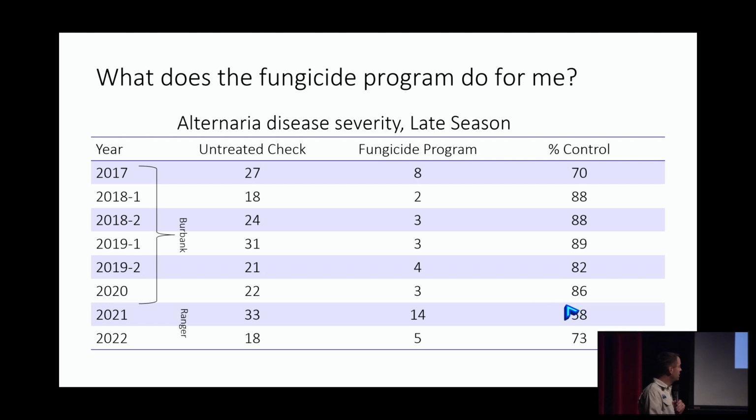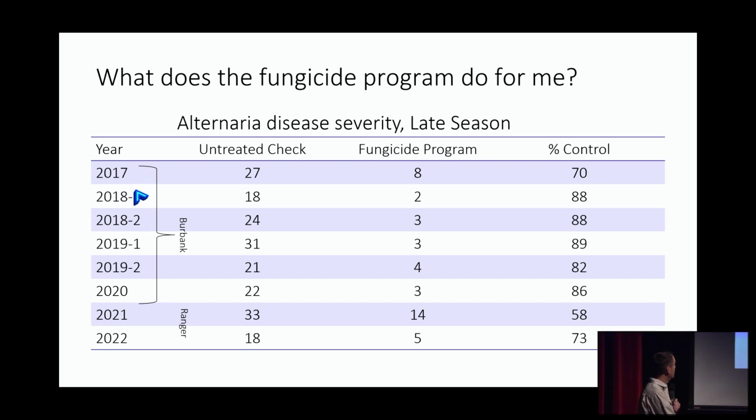Here in 2021, we switched to Ranger just because it's easier to rate the disease, whereas with Burbank, the early blight or the early dye comes in, and then it's difficult to read the disease. But with Ranger, we can get more observations late in the season because the vines hang on longer. But even so, we might have said, well, switching to Ranger was a mistake because we only got 58% control. Well, but in 2022, we got 73% control by using our base fungicide program.